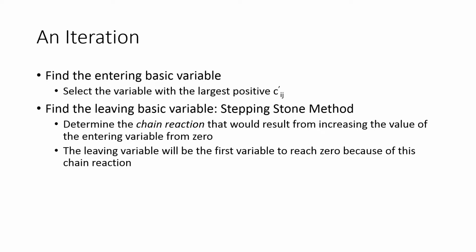As I said, if at least one C prime ij is positive, then the solution is not optimal. In order to find the optimal solution, we need to perform iterations. I will select the largest C prime ij if there's more than one positive C prime ij. Then this will be the entering variable. The leaving variable, however, is determined using the stepping stone method, which is basically a way to determine the chain reaction that would result from increasing the value of the entering variable from 0.